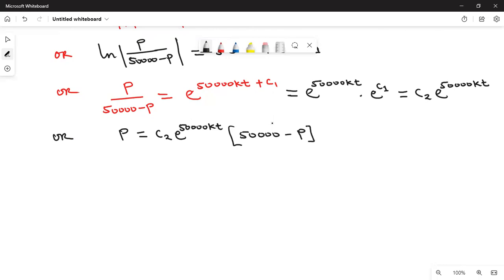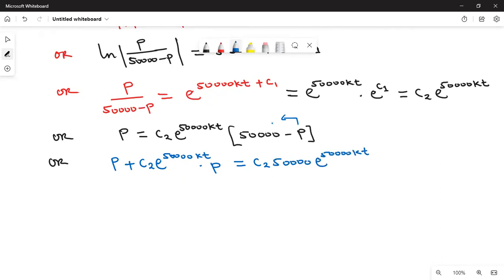So that I want to combine those P's into one thing. This can also be written as P. Then now, if I take this to the left-hand side, the negative P times C2 exponential will now be plus C2 exponential 50,000 kt times another P is equal to C2 times 50,000 exponential 50,000 kt. So let's factor out P.